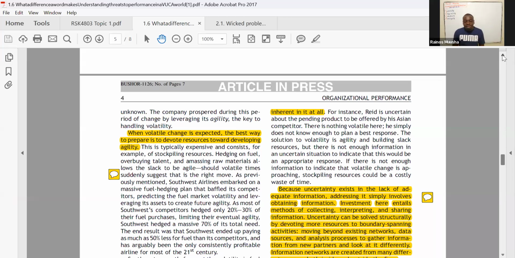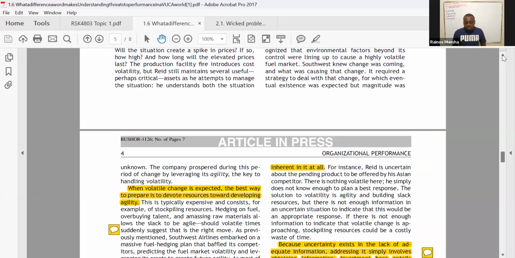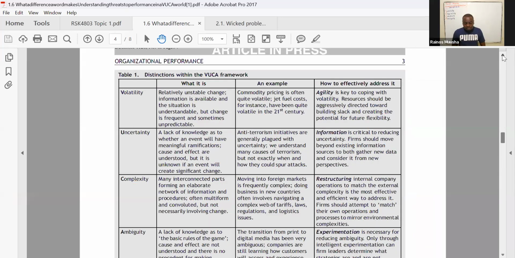So are we on the same page when it comes to the first acronym, which is volatility? On table 1, they discuss the first acronym, which is volatility. They are basically summarizing what we've seen so far. So with volatility, when it comes to the question of what it is: a relatively unstable change. Information is available and the situation is understandable, but change is frequent and sometimes unpredictable.